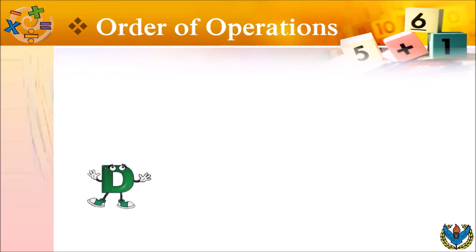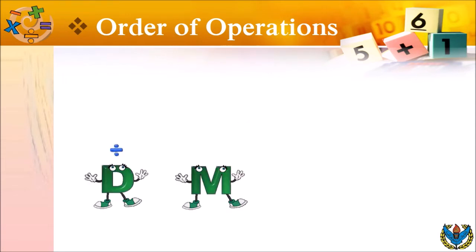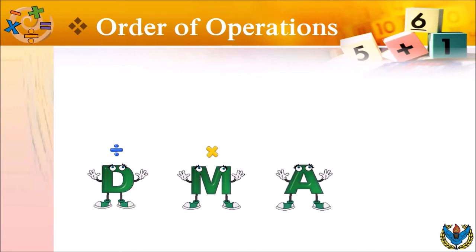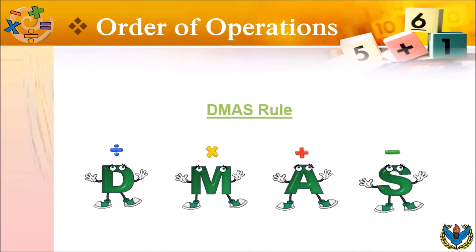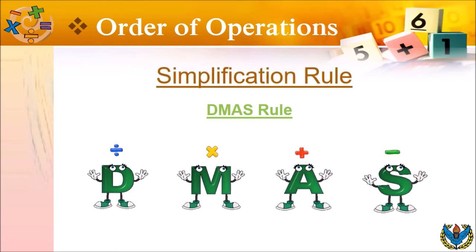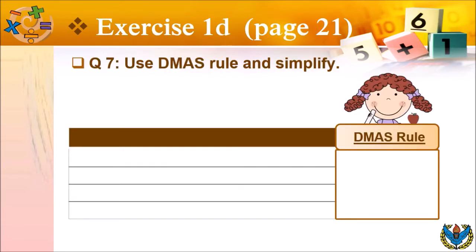We use letter D for division, M for multiplication, A for addition and S for subtraction. We call it Demas rule or simplification rule. Let's do question number 7, E part from exercise 1D. Use Demas rule and simplify.